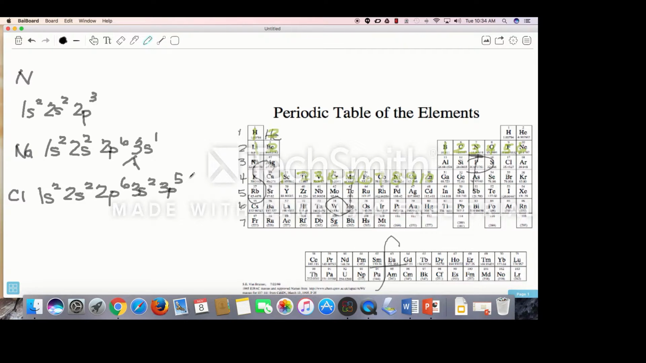All right? So now we're going to look at D sublevel elements. So with our D block, now we're going to do an n minus 1. So here's a new rule that's being introduced. Whenever you have an electron configuration for a D block element, you're going to take this principal quantum number and subtract 1 from it.